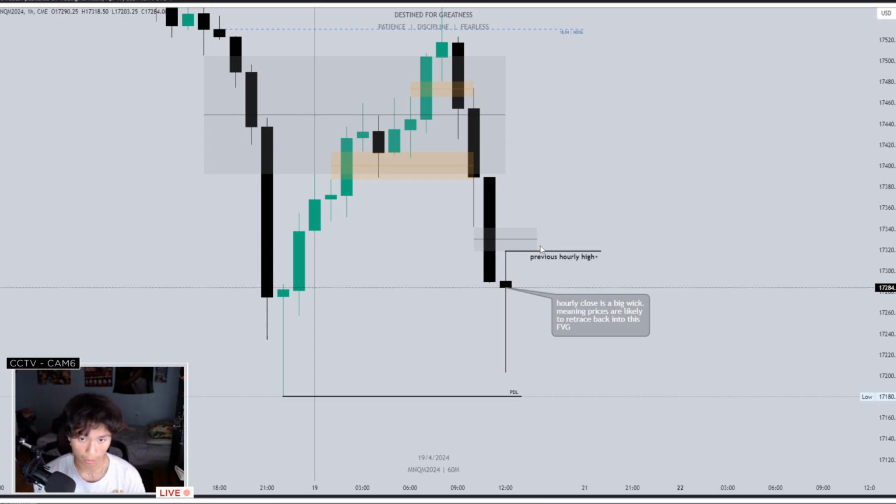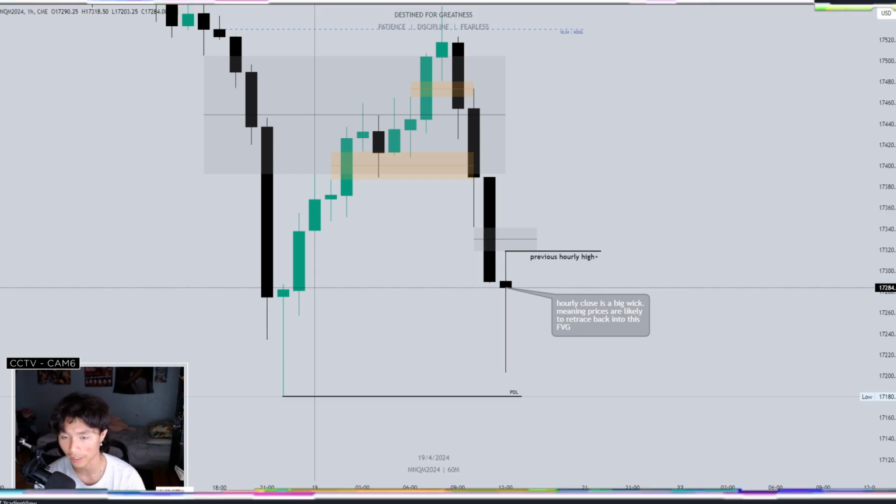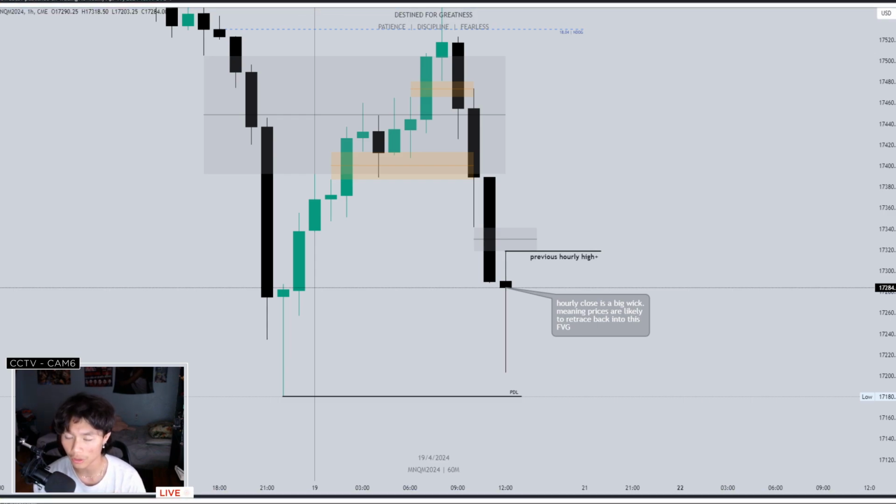Bias is fractal. This is something that you have to understand. Even though we do have a higher time frame narrative that we're going to go lower, we're going to attack previous day low, that doesn't mean that you cannot take any long setups. So looking at this hourly candle here, we can anticipate for us to retrace back into this fair value gap, correct?